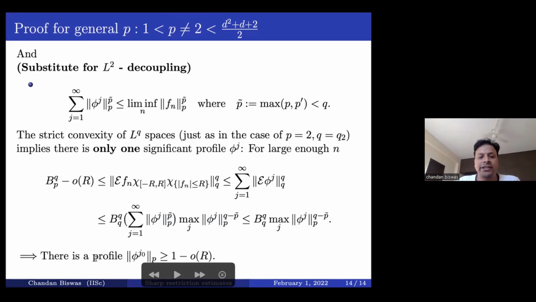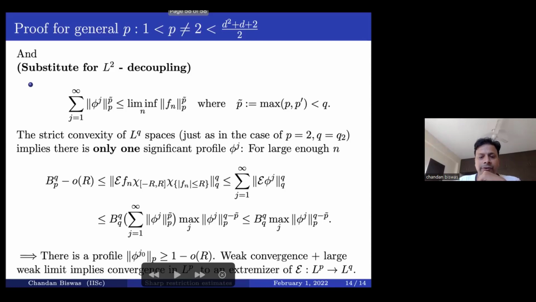So this implies that there is one profile phi_j0 whose LP norm is at least 1 minus little o of R. Again, phi_j0 is a weak limit of Fn modulo modulation. Weak convergence, now a large weak limit, implies convergence in Lebesgue space, in fact, and that will be an extension operator. Okay, I think I'll stop it.